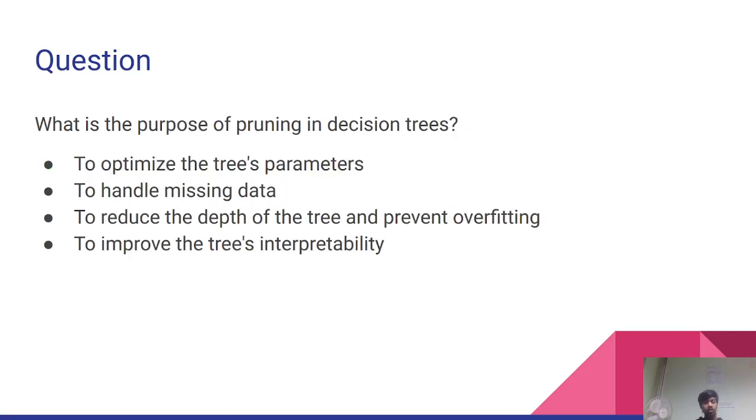Next question: what is the purpose of pruning in decision trees? There can be many solutions here again. What is the most important thing here? First one is to optimize the tree parameters. Second one is to handle the missing data. Third one, to reduce the depth and prevent overfitting. And the last one, to make the model more interpretable, in the sense that if it is greater than this, we can say it is true, and if less than this, it is false, like that.